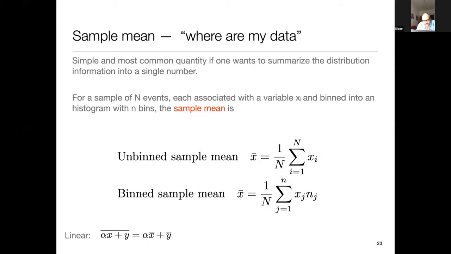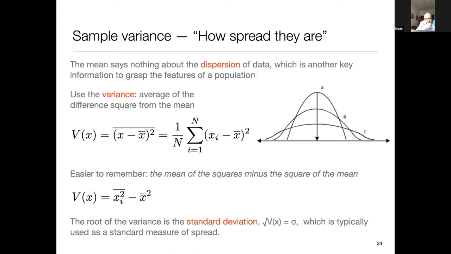And then you can calculate this, and I'm not going to spend time on this formula, you know them by heart. So you have the unbinned case, the binned case, but these are very simple sample quantities that tell us where the data are.